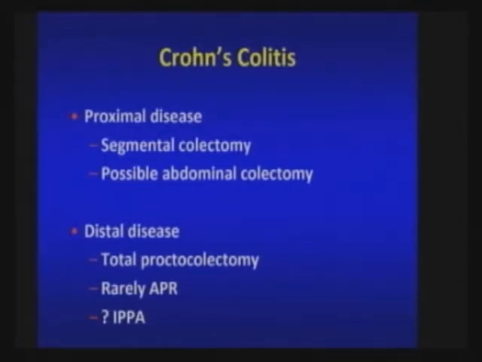Patients with distal disease almost always need a total proctocolectomy. Rarely there's a patient who only has distal disease in which an abdominal perineal resection with a colostomy is appropriate. And in a controversial way would be to consider an ileoanal reservoir.